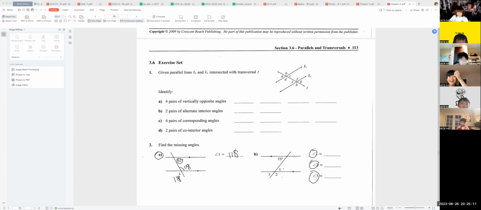That's right. Okay, so let's take a look at this one. Angle 1 equals what? Because angle 1 and this one are the same, right? So it is 53 degrees. Correct, everybody? And angle 3 is also 53, and angle 2 is what? 127. Correct, everybody? Okay, good job.